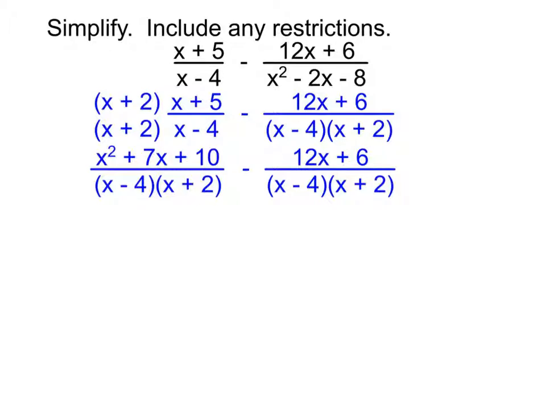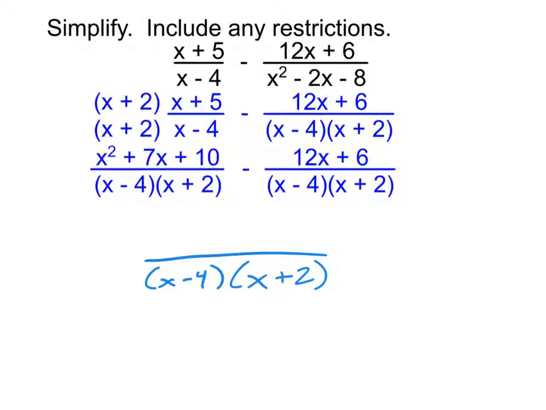The reason is because we're now going to go ahead and do the subtraction. Now, of course, when we do the subtraction, we need a common denominator because we know that denominator will stay the same. So we know our answer is going to be over x minus 4, x plus 2. I can leave that factored because you'll notice it's just going to stay the same. But on the top, in order to do that subtraction, I have to combine like terms.